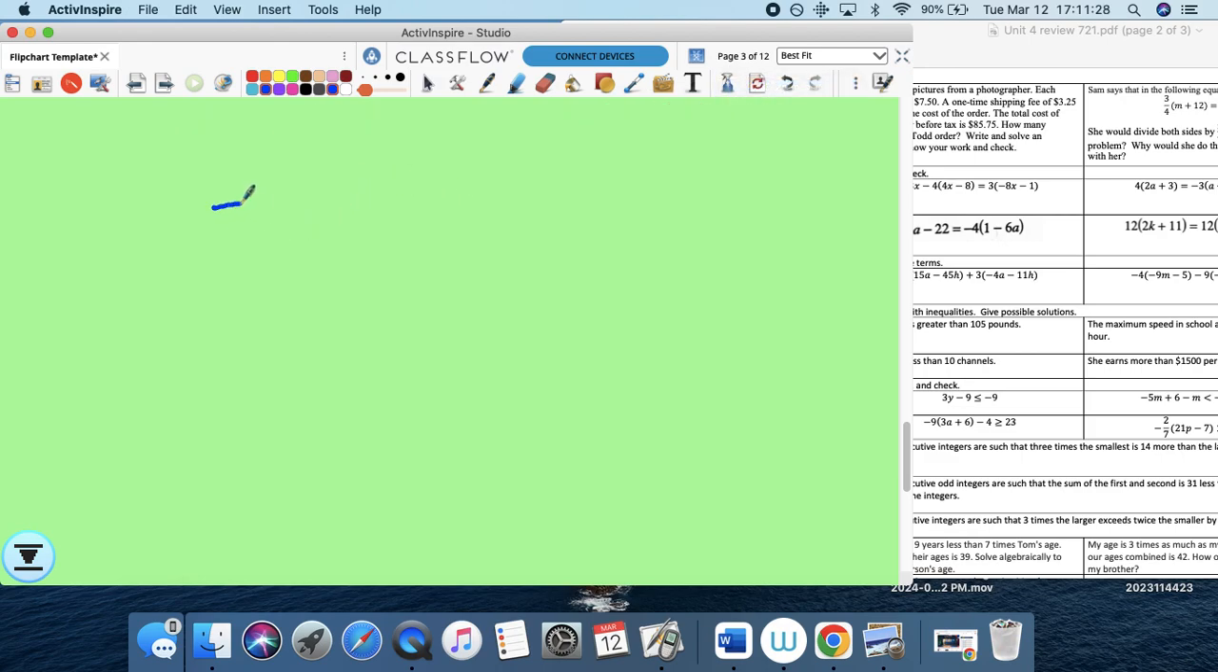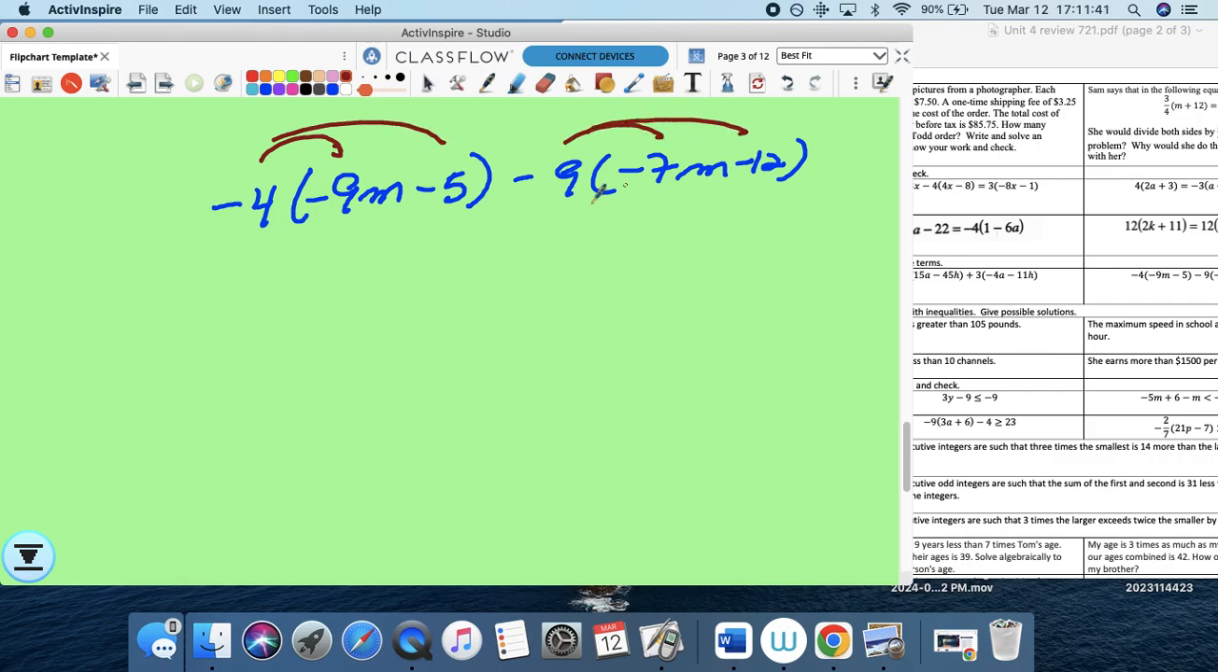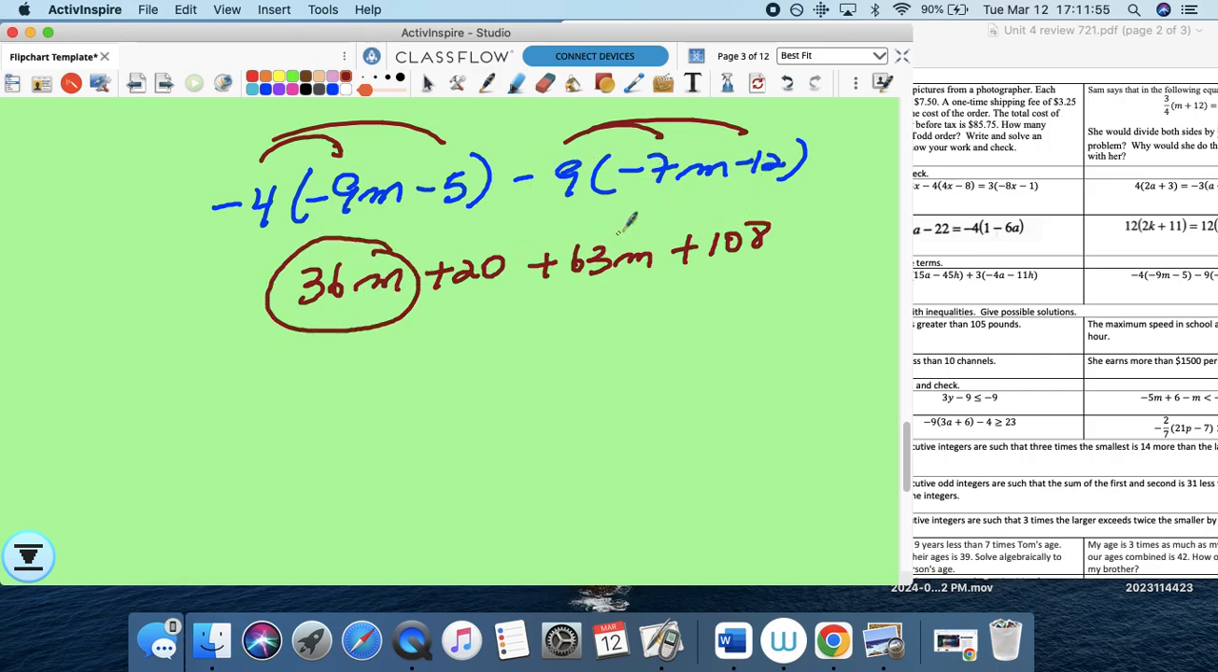The next one is negative 4, negative 9m minus 5, minus 9, negative 7m minus 12. So again, distributive property, 2 places. So 36m plus 20 plus 63m plus 108. Negative and negative is positive, negative and negative is positive. Like terms: this one here and this one are like terms. They're both positive, which makes my life so much easier. It's 99m. And then positive 20 and positive 108 is 128 in total.